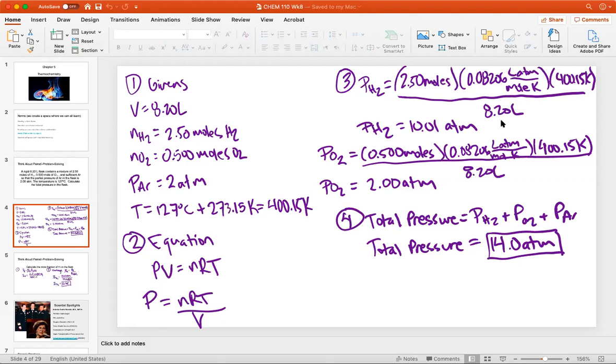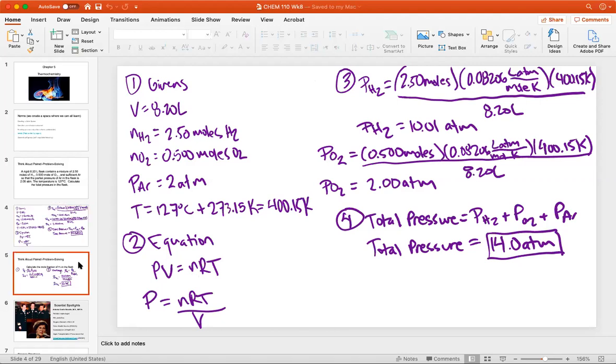Now, this would have been a really tricky problem to solve if we hadn't taken the time to write out our givens or to think about how we might rearrange an existing equation to help us isolate and solve for what we were looking for, in this case, our partial pressure.